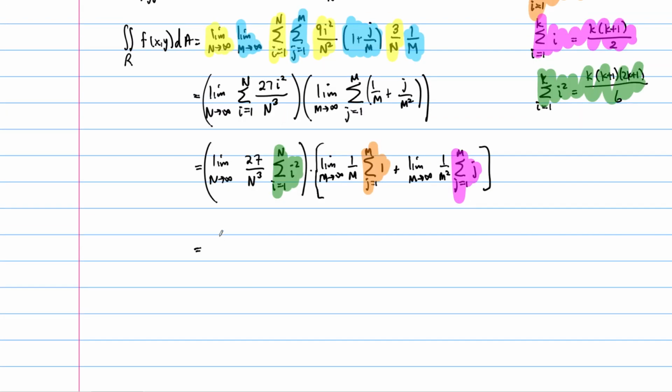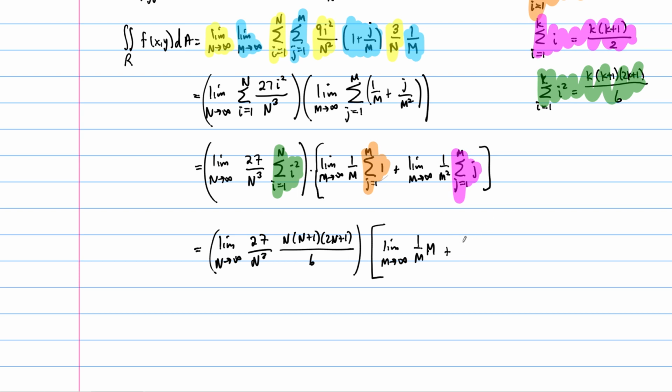So we're almost there. This one's now going to be the limit as n approaches infinity of 27 over n cubed times n times n plus 1 times 2n plus 1 all over 6. And then times the limit as m approaches infinity of 1 over m times m. So that one's just m, right? Plus the limit as m approaches infinity of 1 over m squared, and this one's going to be m times m plus 1 over 2.